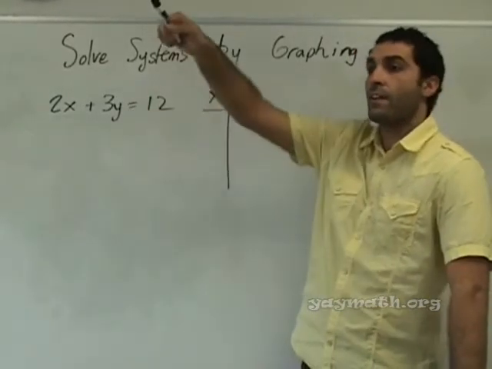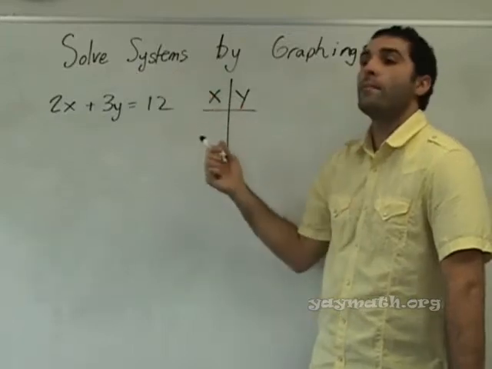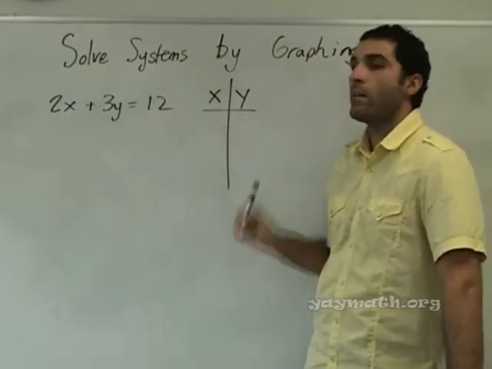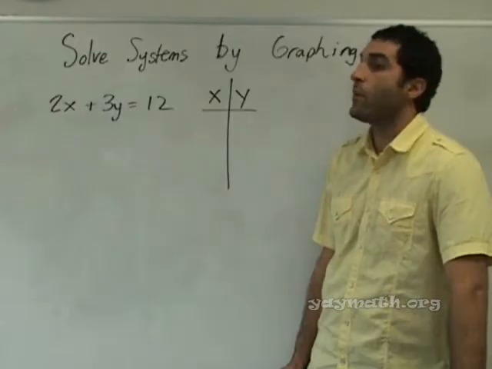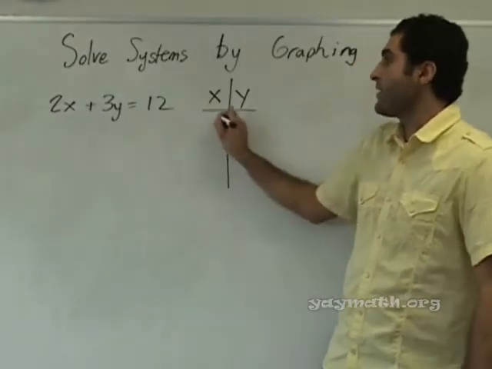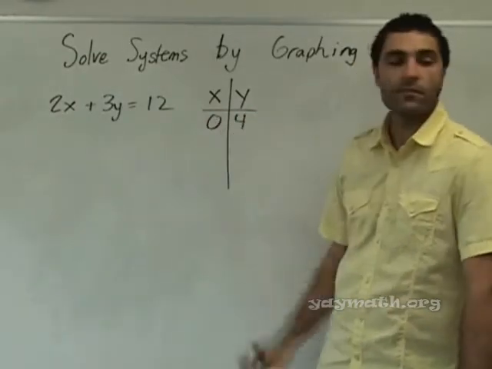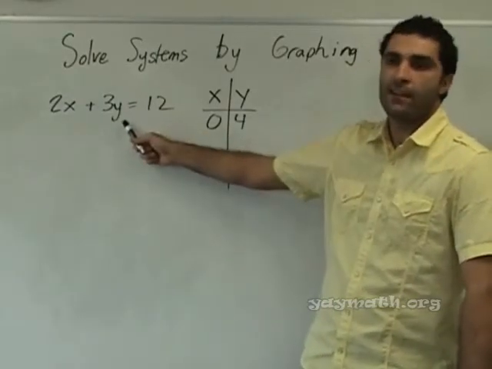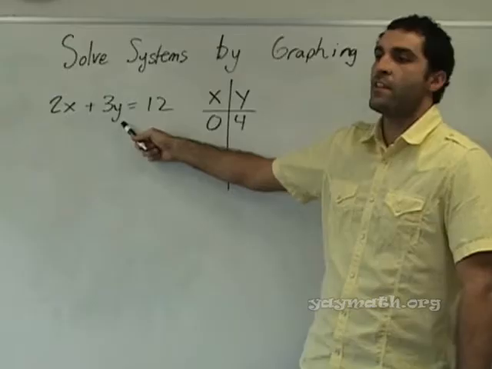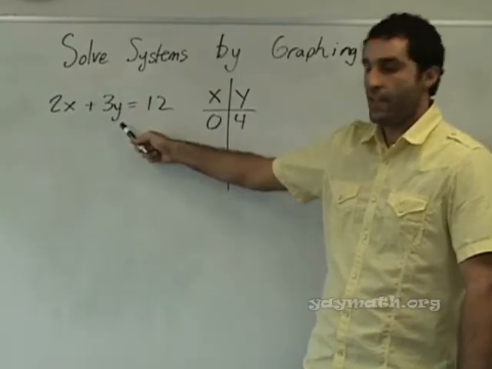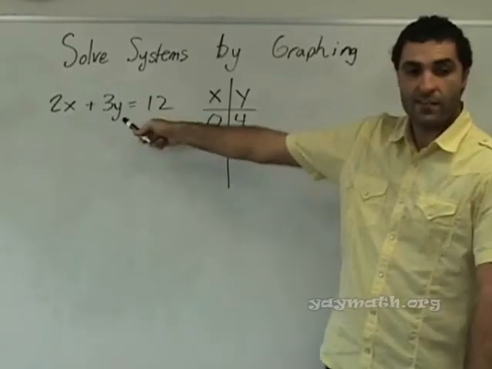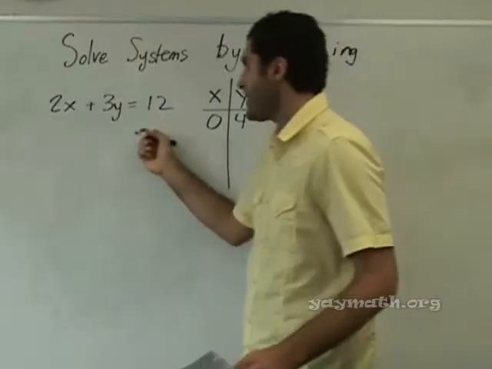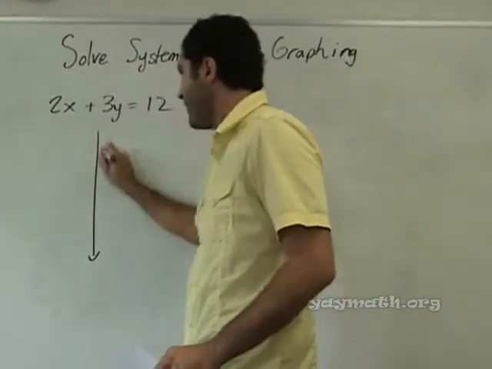What do you got here? When x equals 0, y would be 4, so 0, 4. Is 0, 4 on this line? Yeah. Is 0, 4 a solution to this equation? Yes. If it fits in the equation, it's a point. Right. So let's actually go ahead and graph it. You can graph it on your paper.